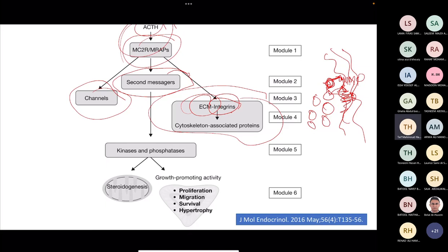I'm saying that the interaction of ACTH with the extracellular matrix affects the cells in a similar manner, leading to their proliferation or survival. There is no direct link, but if a cancer existed, it might induce it. Probably, yes. Okay, thank you, doctor.